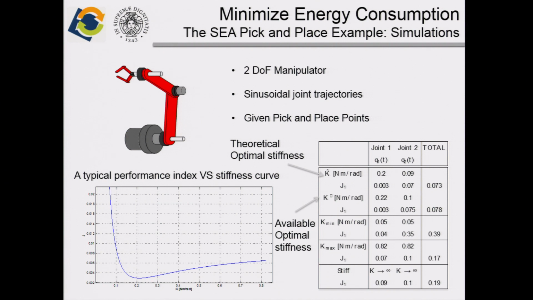Okay. Here we can see a typical trend of the cost function against the stiffness. In this case, the stiffness of one joint of a 2 degrees of freedom manipulator that performs a pick and place task.